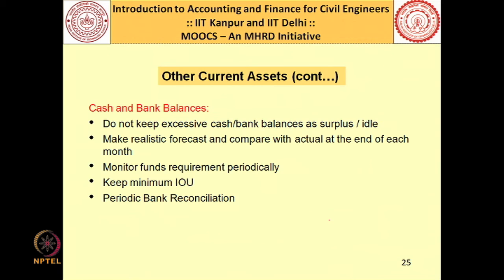Then you also have to keep a watch on the cash and bank balances. It is said that you need not keep excessive cash or bank balances as surplus. You have to make a realistic forecast and compare with actual at the end of each month, so that money is not blocked unnecessarily. You have to also monitor funds requirement on a periodic basis, and you also have to carry out the bank reconciliation. Then you also have to keep IOU to a minimum level.